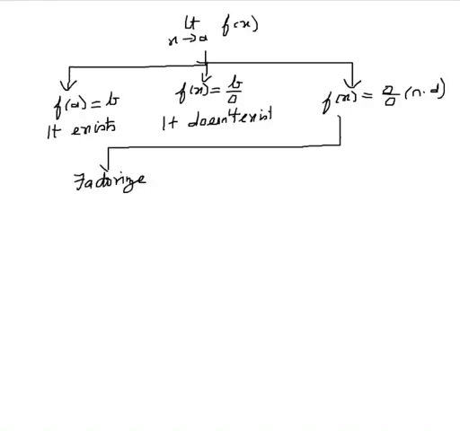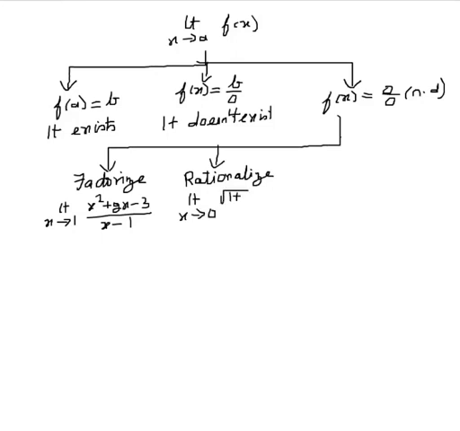If you have a rational function, we can use the factorization method. For example, if the question is like limit as x tends to 1 of x square plus 2x minus 3 divided by x minus 1. Here, after factorization, we will be able to apply the limits, or we can rationalize. For example, limit as x tends to 0 of root of 1 plus x minus 1 divided by x.